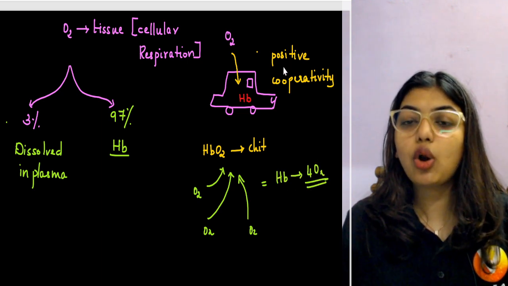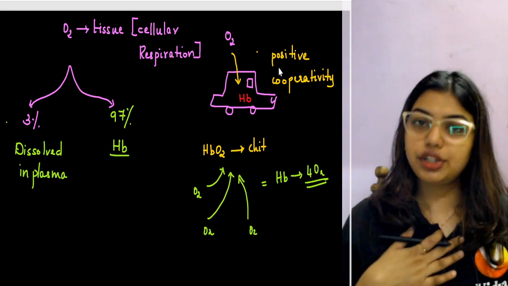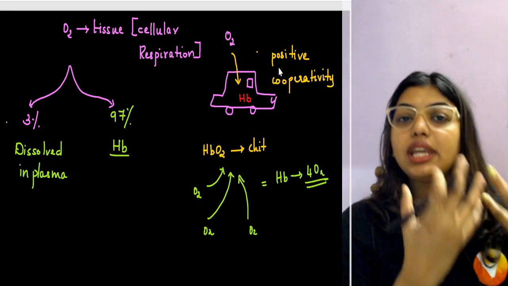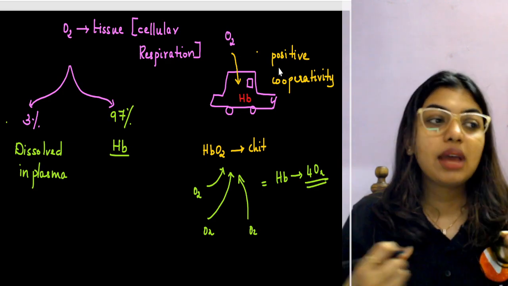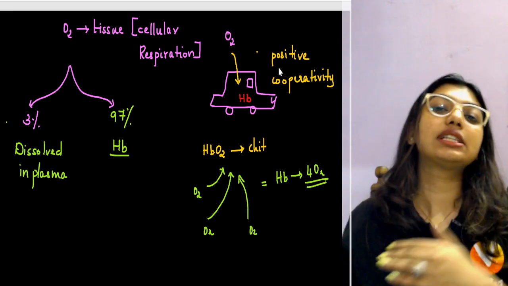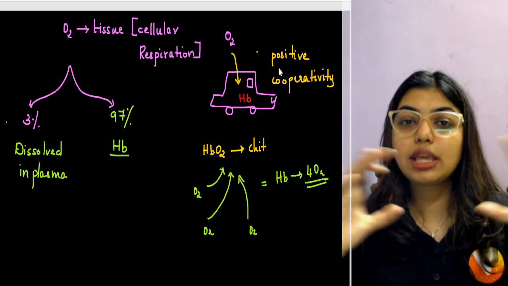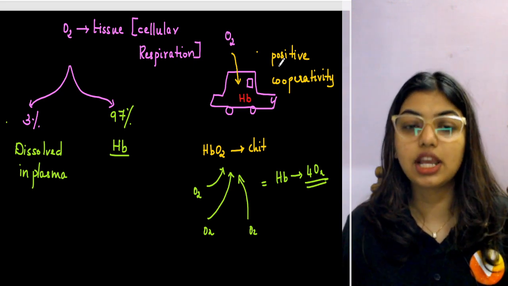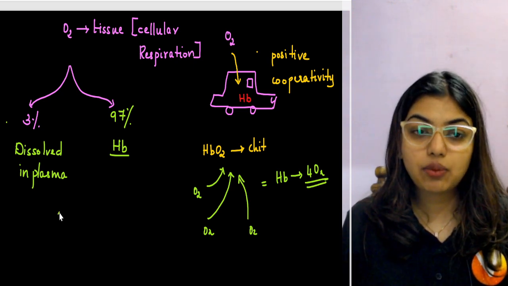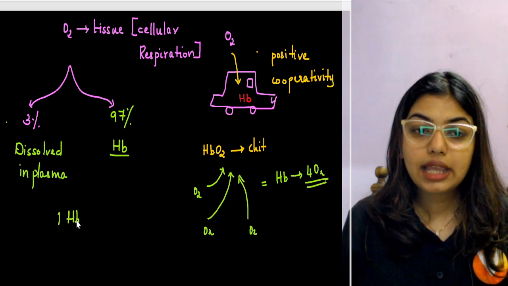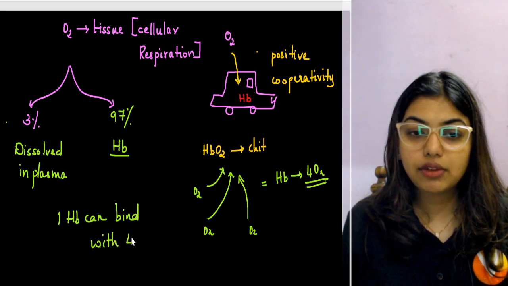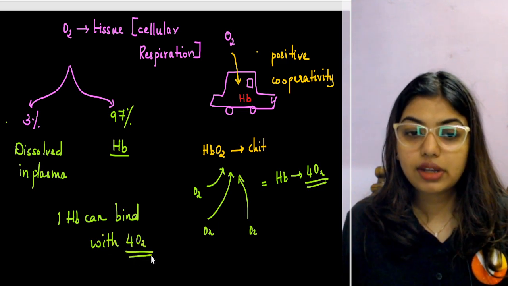So cooperativity means what? I got into the car, I will not take your opportunity. I will try to make hemoglobin like us more, or make that affinity more, so that the next stop you can get it. So this hemoglobin is a 4-seater car and only 4 people can sit. Understand, one hemoglobin can bind with 4 oxygens. This is the rule.